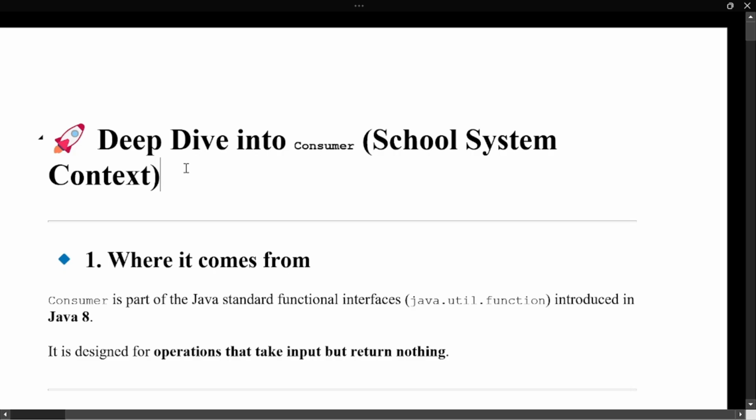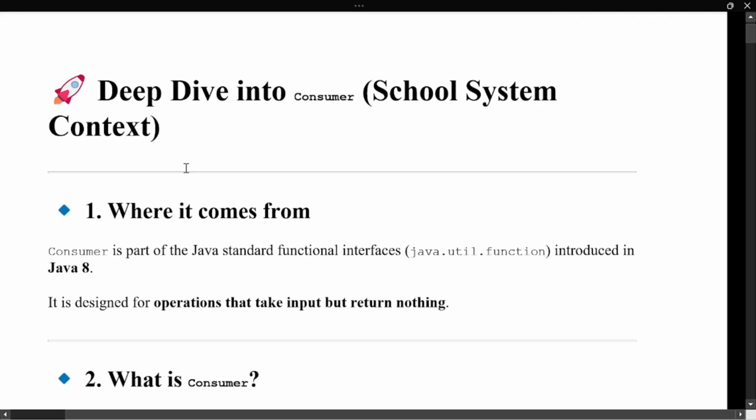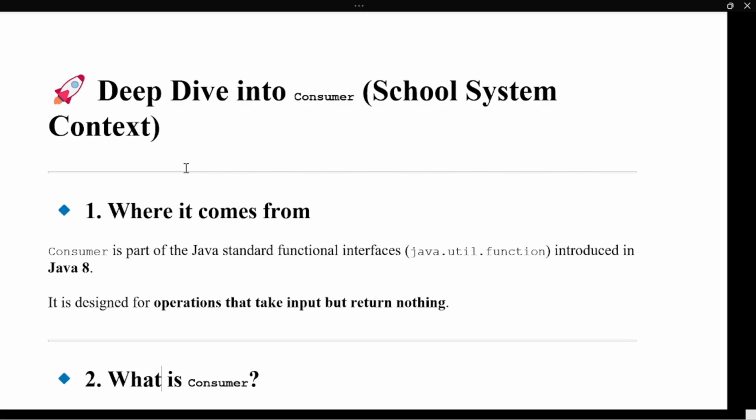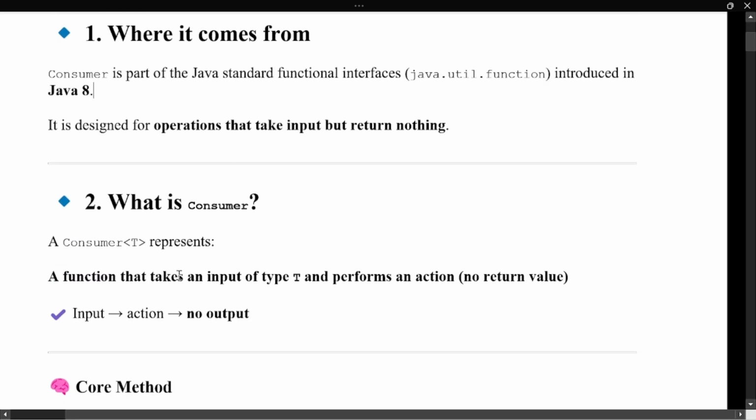Let us discuss the Consumer functional interface. Where does it come from? Consumer is part of the Java standard functional interfaces, that is java.util.function. It was introduced in Java 8 and it is mainly designed for operations that take input but return nothing. It takes the input, it returns nothing.